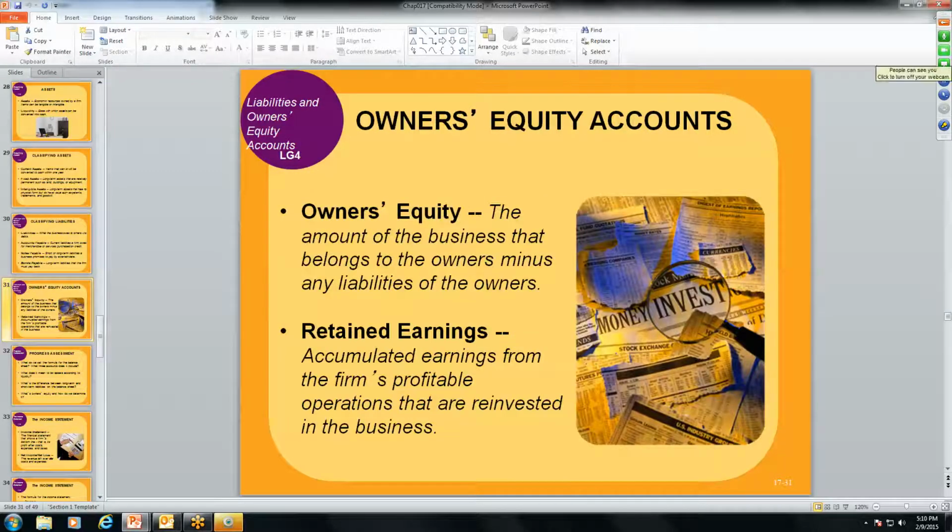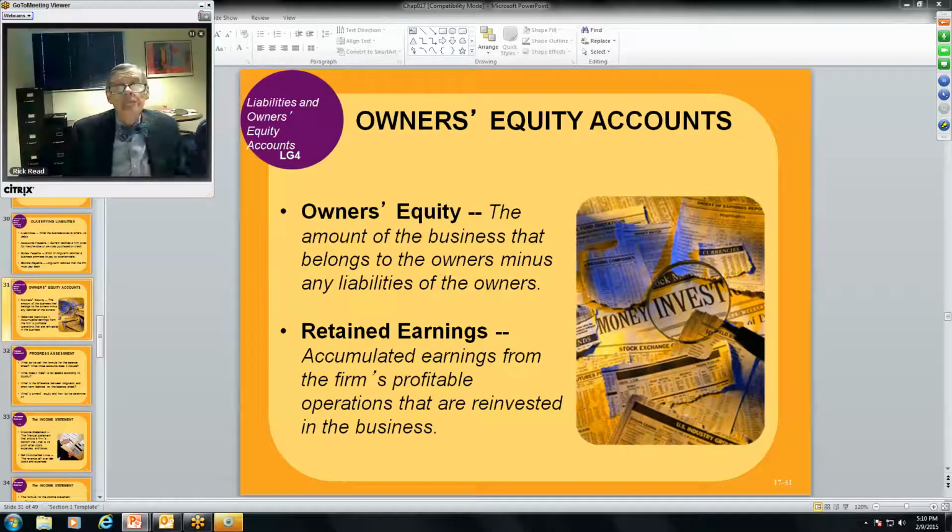Owner's equity is something we always need to talk about because it's not always easily understood. Notice here, it's what belongs to the business. The amount of the business that belongs to the owner or owners minus liabilities. So remember we talked about that before.